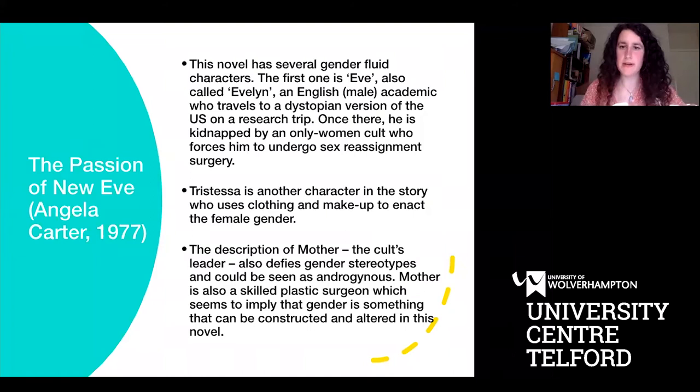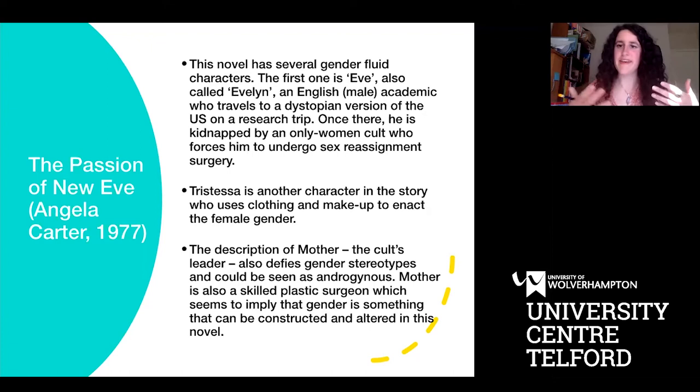So the first one is called Eve, and this character starts as an English academic. He's a man who travels to a dystopian version of the US. Now, from there, the plot becomes extremely bizarre, but it's very entertaining. It turns out this main character ends up being kidnapped by an only-women cult who forces him to undergo sex reassignment surgery. So our male character suddenly turns female, mid-plot, and then has to explore all these ideas of gender because of course their body has changed, but they are still, you know, the man they were before, or are they? And the novel explores these questions.